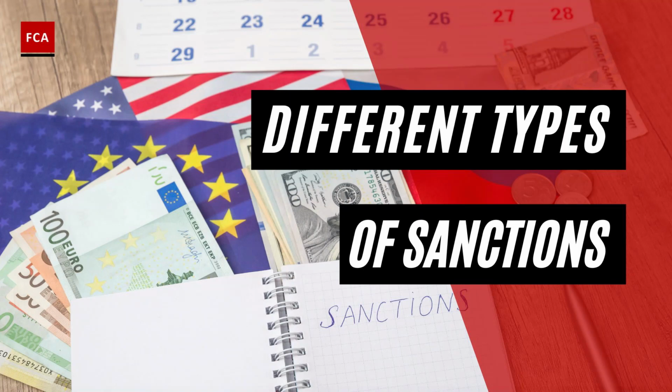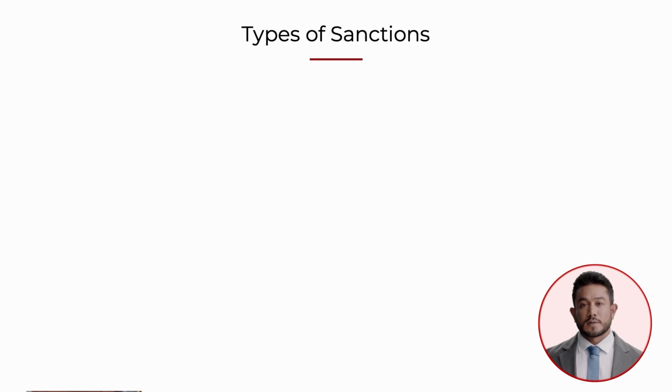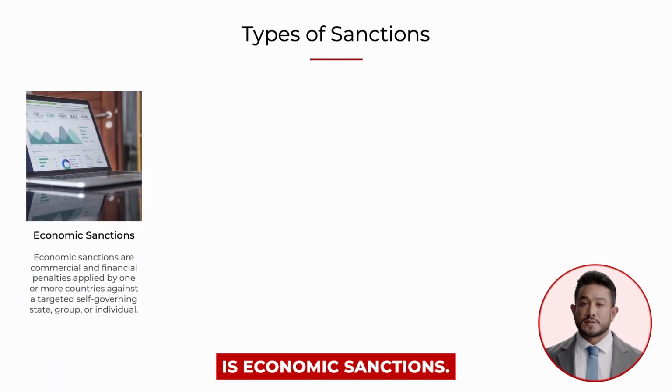Different types of sanctions. The following are brief discussions of the different types of sanctions. The first type of sanction is economic sanctions.